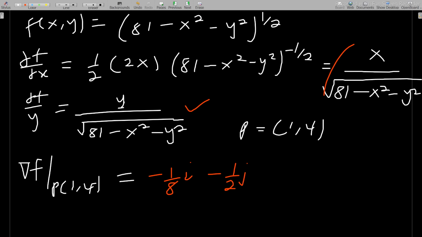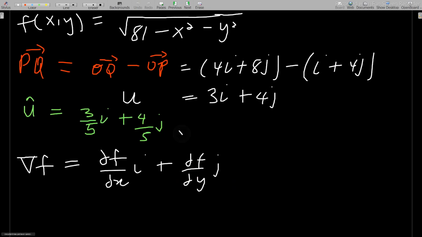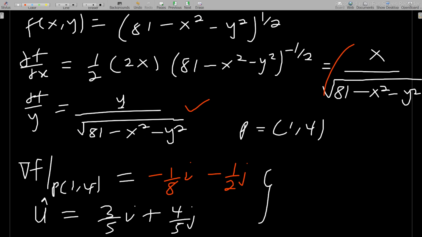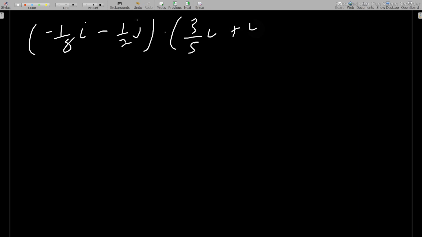So our directional derivative that we are looking for here is the dot product of this and our u cap, and u cap is what? Our u cap is equal to 3 on 5 i plus 4 on 5 j. So when you dot these two, that will be our final answer: negative 1 over 8 i minus 1 over 2 j dot 3 on 5 i plus 4 on 5 j, and this will give us negative 19 over 40.